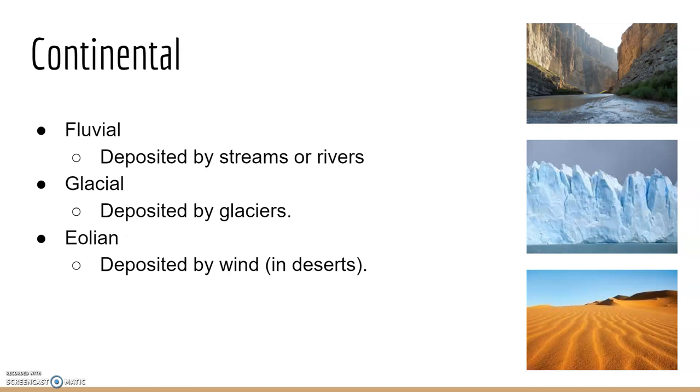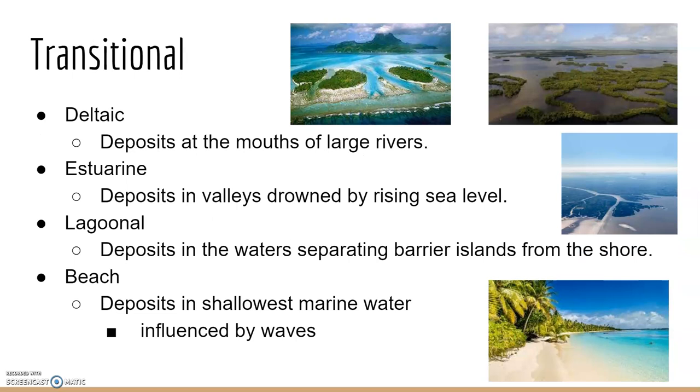As the winds in the desert move on, they end up collecting different sediments, and they end up meshing together and fusing together. Then there's transitional, and this includes deltaic, where the sediment deposits at the mouth of large rivers, as seen here. And then there's estuarine, where it deposits in valleys drowned by rising sea levels, which is shown over here. Lagoonal, where the sediment deposits in waters separating barrier islands from the shore.